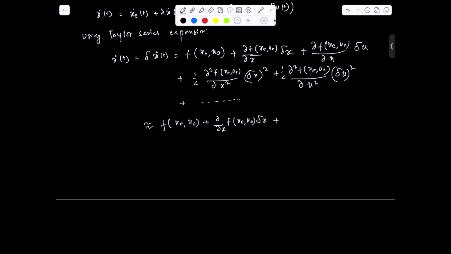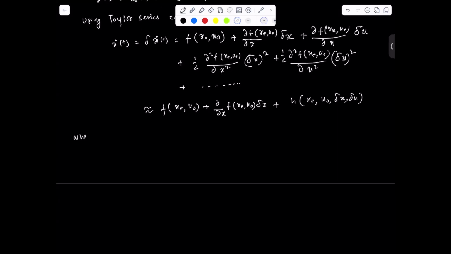So these whole terms we can represent as h(xc, u0, δx, δu). From the second order terms onwards, we can denote them as the higher order terms.